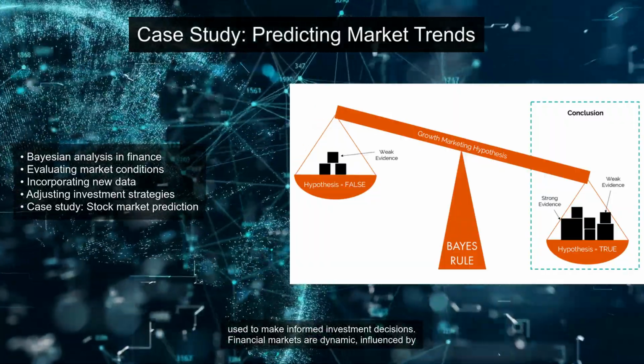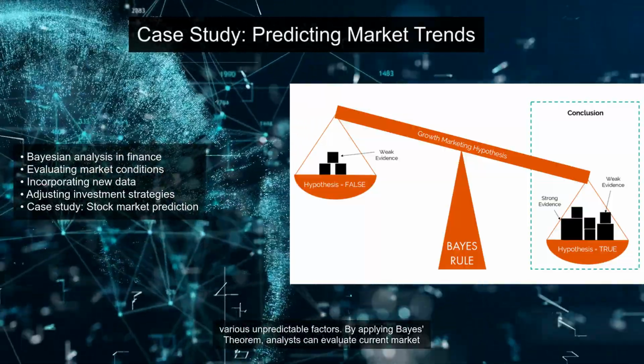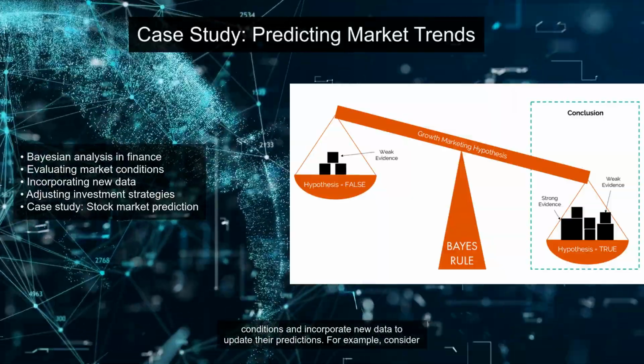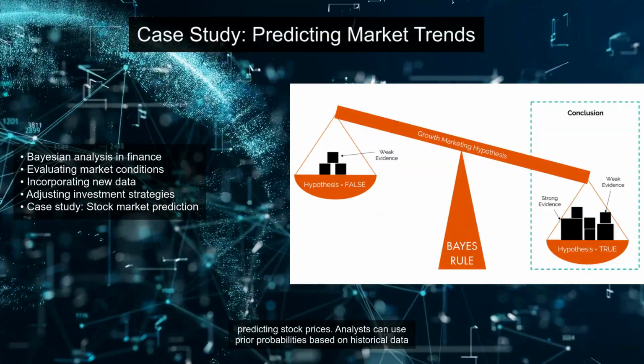Financial markets are dynamic, influenced by various unpredictable factors. By applying Bayes' theorem, analysts can evaluate current market conditions and incorporate new data to update their predictions. For example, consider predicting stock prices.